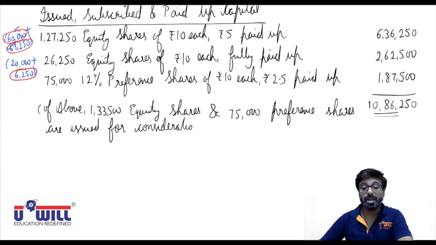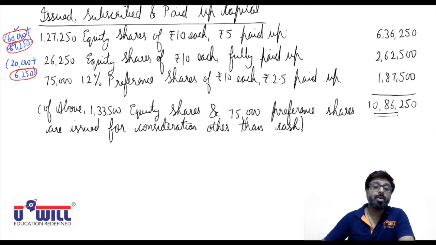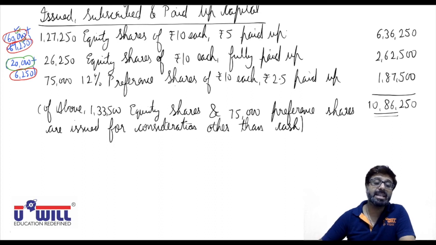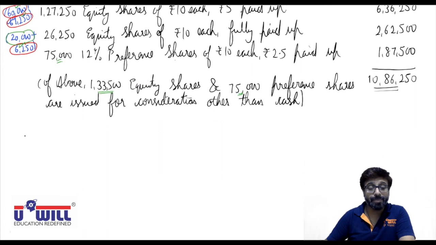Okay, they are issued for consideration other than cash. I repeat, only 20,000 shares which are issued in public are issued for cash. The rest are issued to debenture holders, to equity shareholders, and to creditors. So 60,000 plus 67,250 plus 6,250, that is 133,500 equity shares and 75,000 preference shares are issued for consideration other than cash.